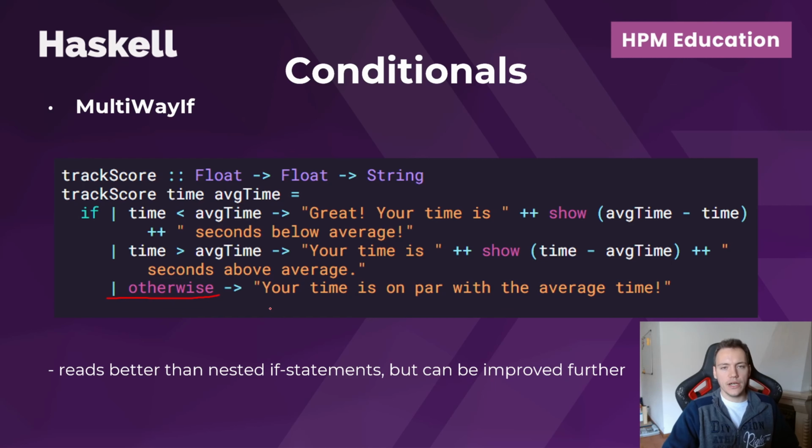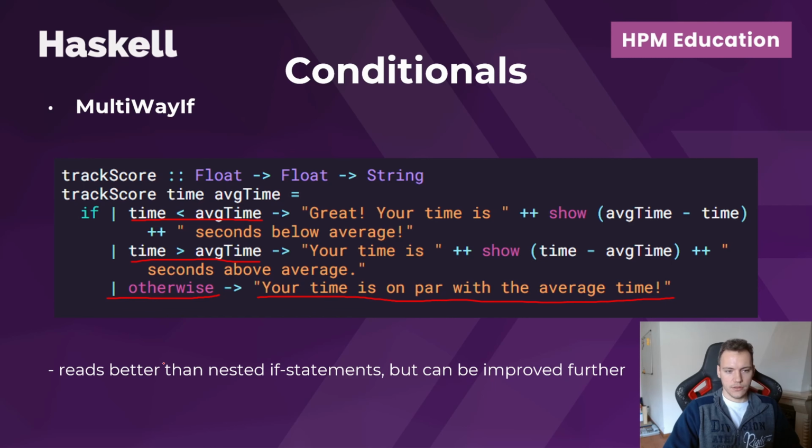And if we do have an otherwise statement in the multi-way if, it means we cannot possibly get a non-exhaustive pattern, because otherwise we'll always evaluate to true, and it's the default operation that the code will do in that case. So here we have, as before, the less than average and greater than average, and otherwise we know that the only other case can be where it's exactly the same, and now this function can work okay.